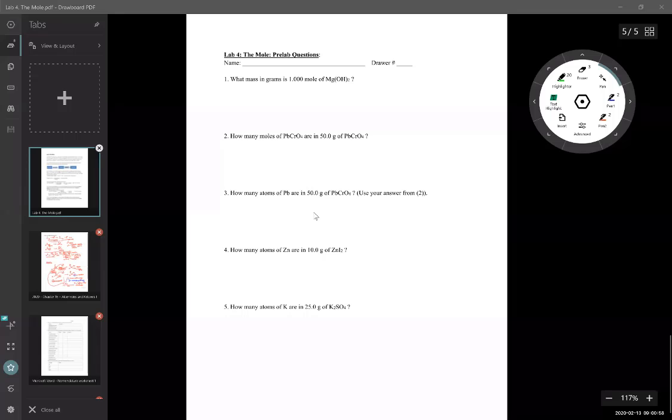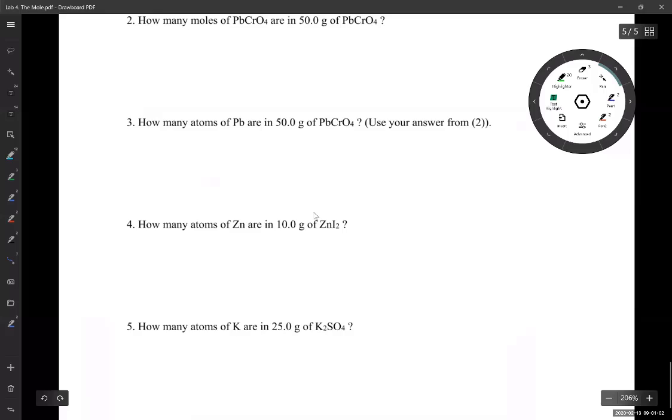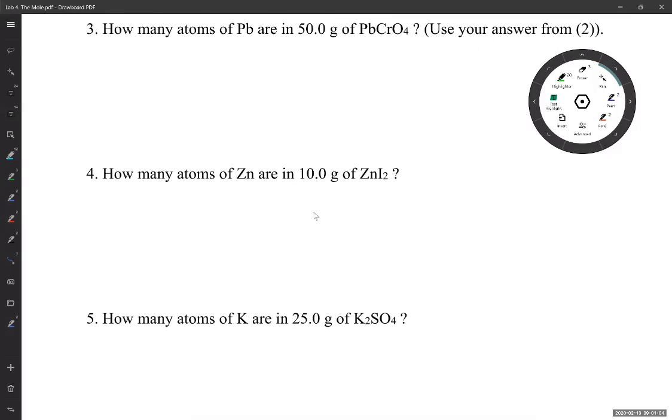Share the mole. All right, which one? Questions? Number 4 and 5. Yes. So how many atoms of zinc are in 10.0 grams of zinc iodide?